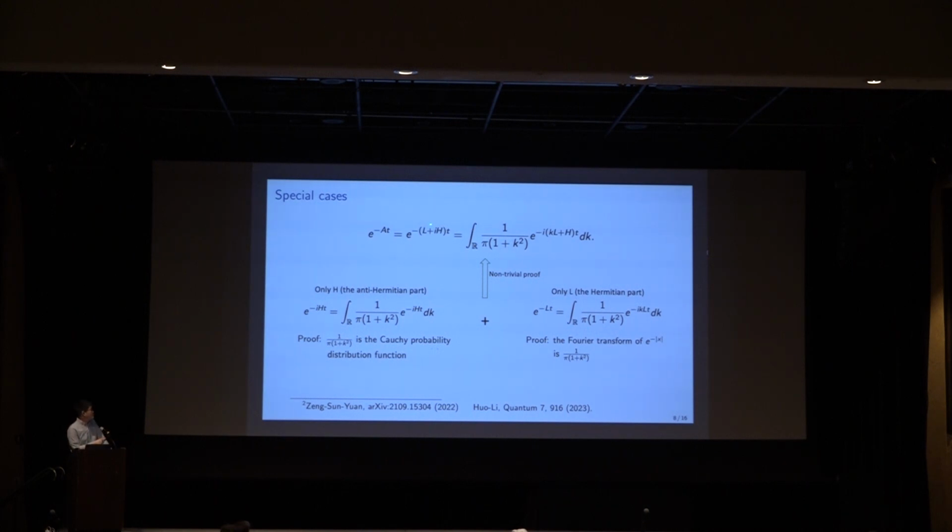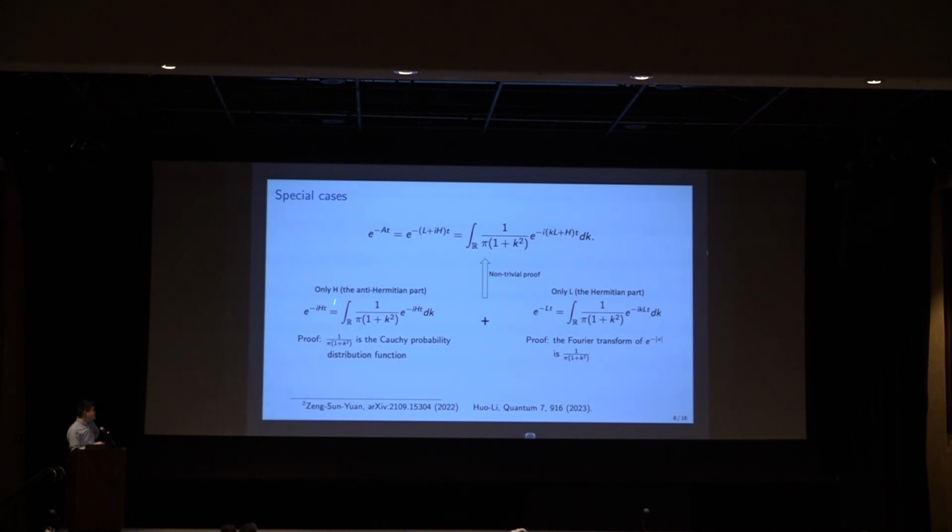So first I would like to make a simplification: I want my matrix to be time independent. Basically, we just want to compute the operator e to the negative At, and of course A can be decomposed into L plus iH. The right-hand side is the formula from my previous slide, the linear combination of many unitary operators. I would like to explain why this formula holds true. So let's see some simple cases.